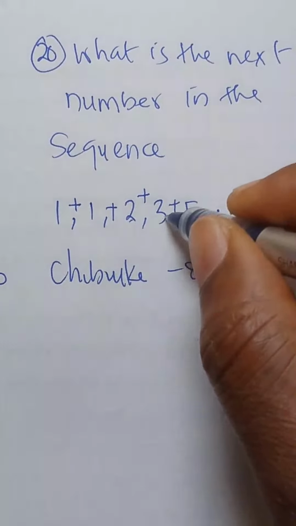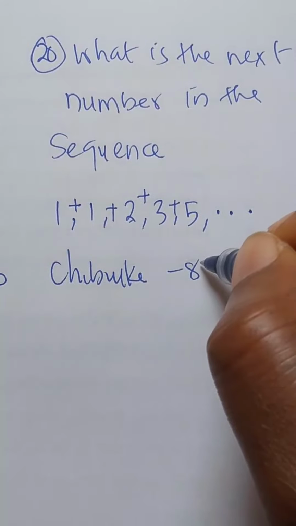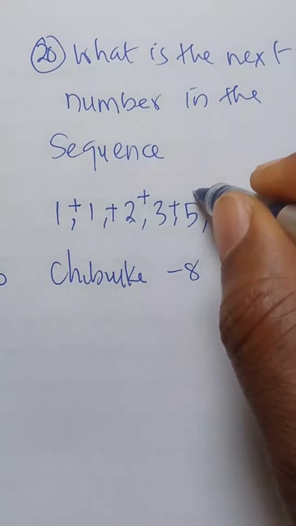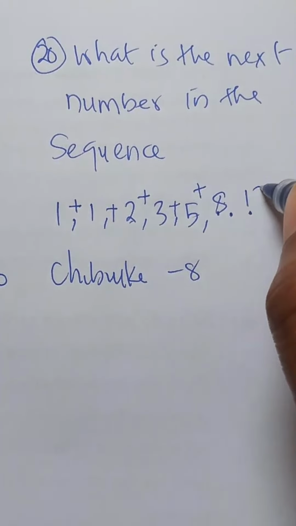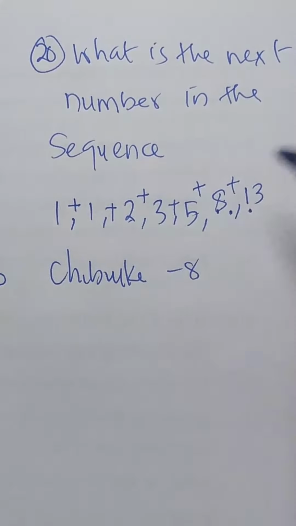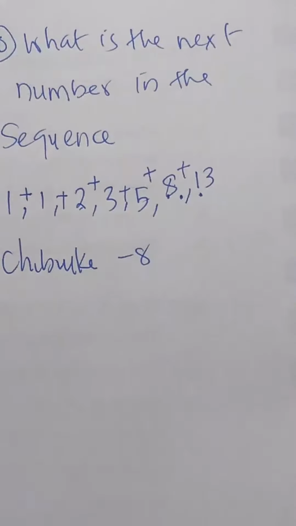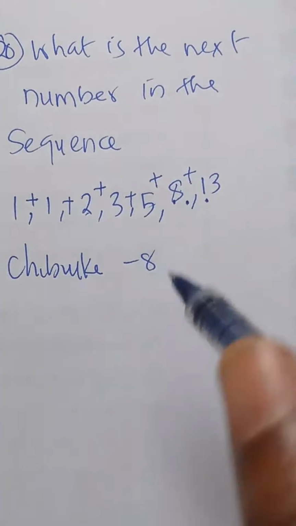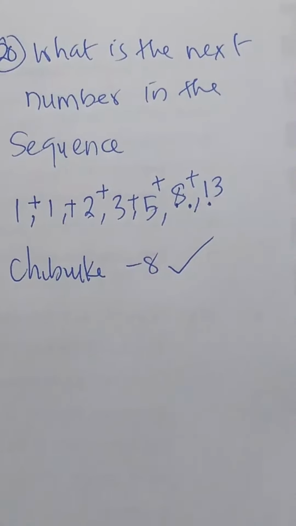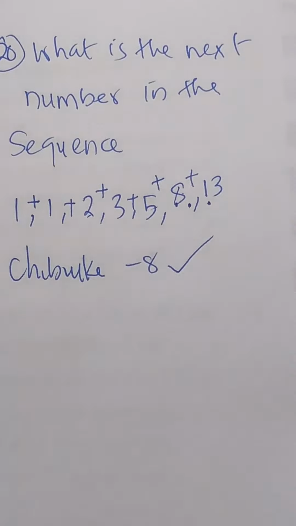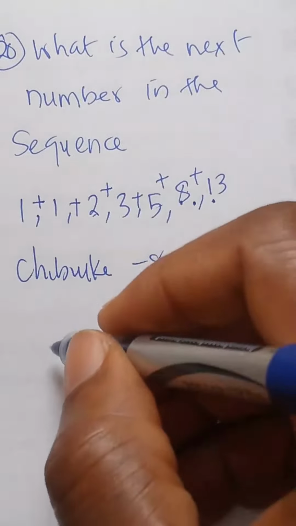So the next one is 3 plus 5 is 8. Okay, we have 8. The next one is 8 plus 5 is 13. You keep adding and it keeps going. That is how easy it is. If you look at it, see 1 plus 1. So the answer is correct. Chibike, you're correct. So cheers to Chibike. All right, so that is it.